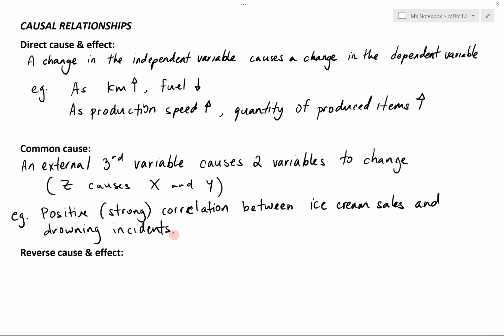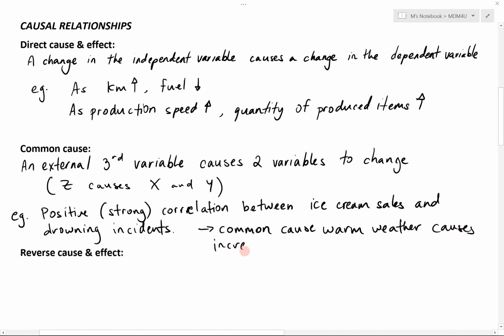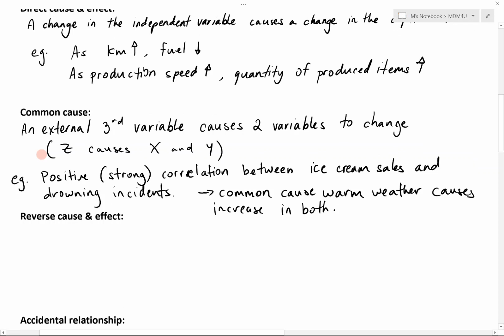But if you think about it more deeply, there's a third variable, and that third variable would be temperature. So what's the common cause? It's going to be the warm weather. So common cause, warm weather causes an increase in both. The hotter the weather, the more ice cream people buy. The hotter the weather, the more people end up going to swimming pools, and coincidentally, more incidents of drowning can happen.